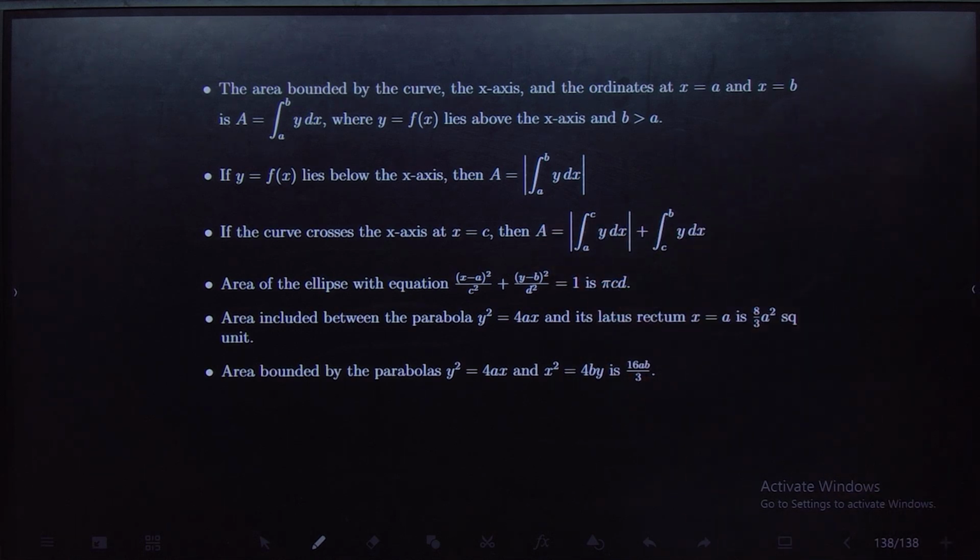Now you can also find the areas of some standard conics using this idea of definite integrals. The area of this ellipse is going to be pi times c times d. For the parabola, the area bounded by the parabola and its latus rectum is going to be 8 by 3 a squared. And the area bounded by two different parabolas, y squared equal to 4ax and x squared equal to 4by, is always going to be 16ab divided by 3. So these are some special cases that you should remember.